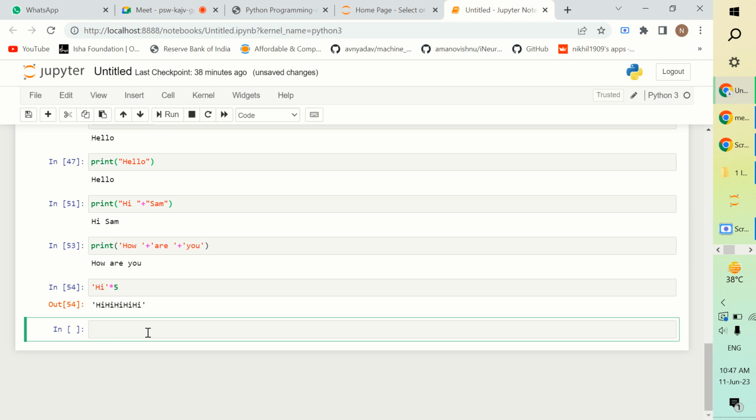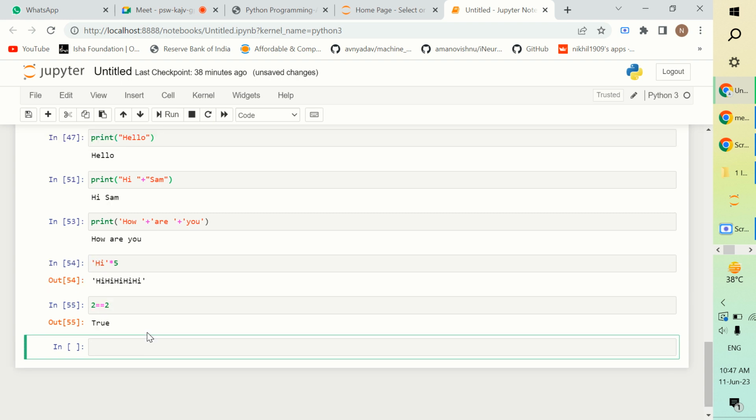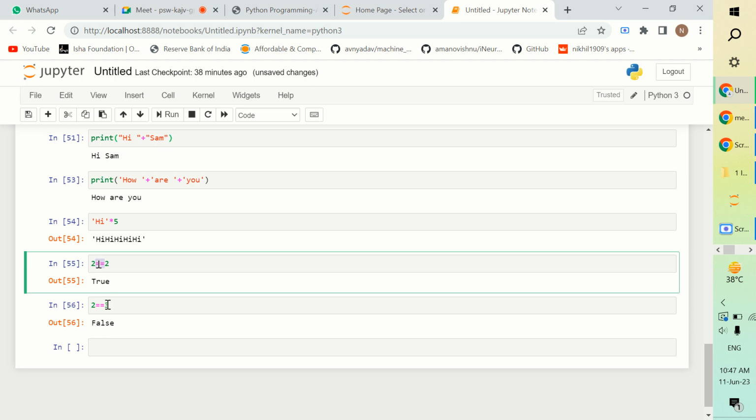So let's say if I write 2 equals to 2. Since 2 is actually equals to 2, this will give true. But if I write 2 equals to 3, it will give false because 2 is not equals to 3. So this is the equals to operator which checks the equality between two numbers or two expressions. Okay?